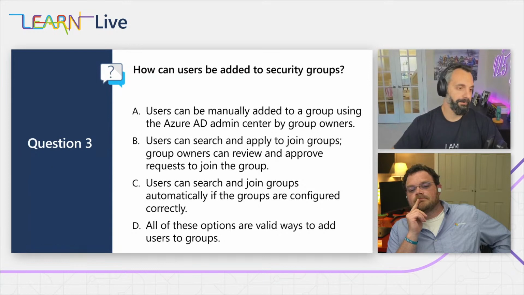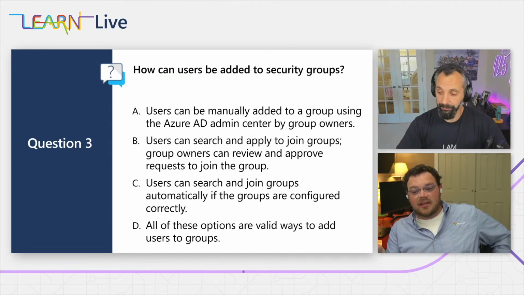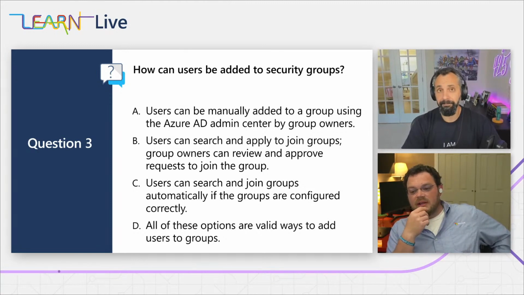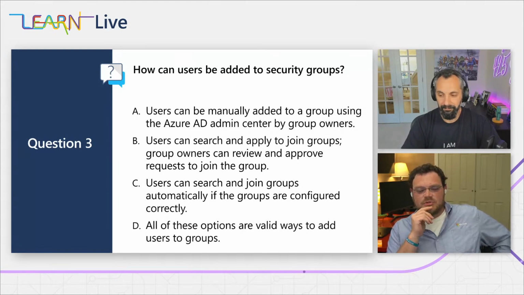What do you think, JP? Well, I guess we didn't really talk about it too much. We can definitely manually add users to groups. That's no sweat. Searching for and applying to join groups, yeah. And then automatic join if configured. I didn't know that was already out, so that's cool if that's available now too, sort of like the older on-premises solutions for managing groups in regular AD. That's pretty cool too. So I'm gonna say D, and I hope I'm not wrong.